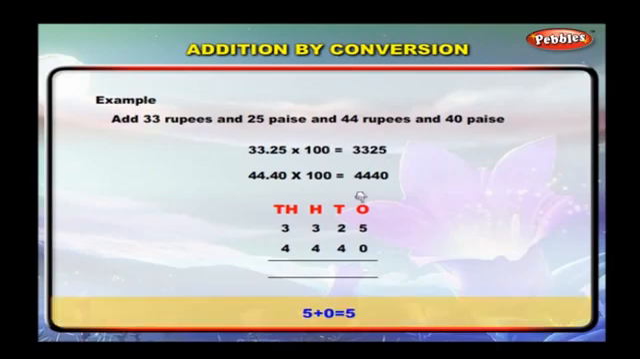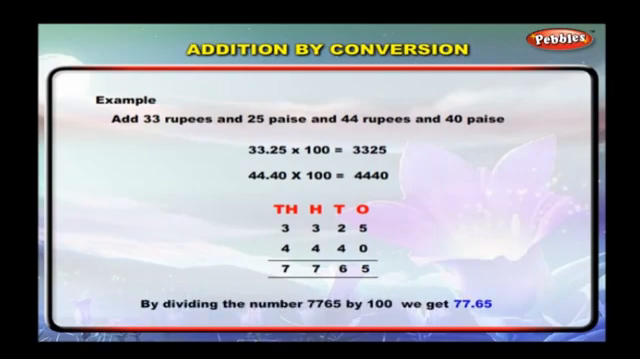Step 3. Add the ones column. 5 plus 0 is equal to 5. Add the tens column. 2 plus 4 is equal to 6. Add the hundreds column. 3 plus 4 is equal to 7. Add the thousands column. 3 plus 4 is equal to 7. The answer we get is 7,765. Step 4. Convert the sum into rupees and paise.